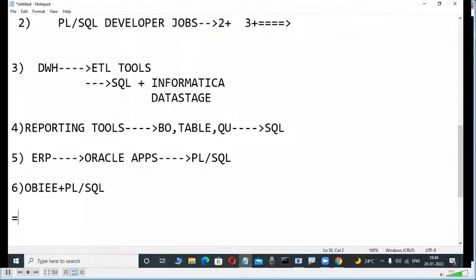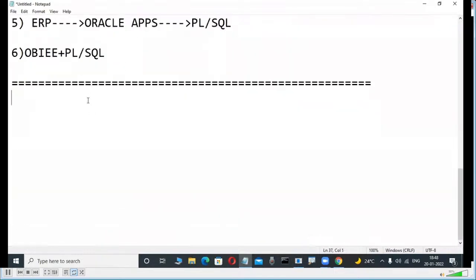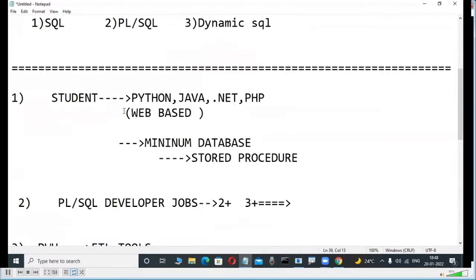Suppose you are not interested in the programming side. Now you want the administration side, you want those jobs only. In that case, DBA courses are there: Oracle DBA, SQL Server DBA, MySQL DBA, database administration courses. These persons also need minimum knowledge before learning those courses. Minimum SQL knowledge is required. These persons also learn these types of courses.